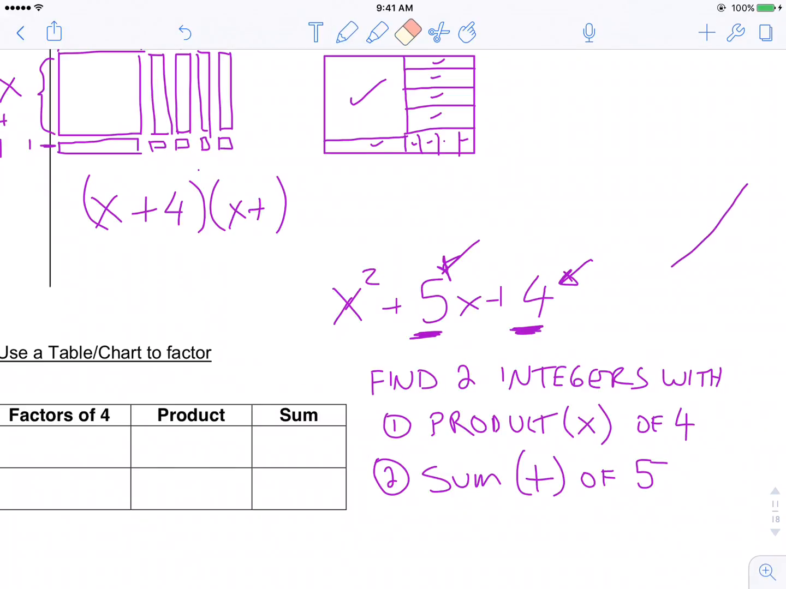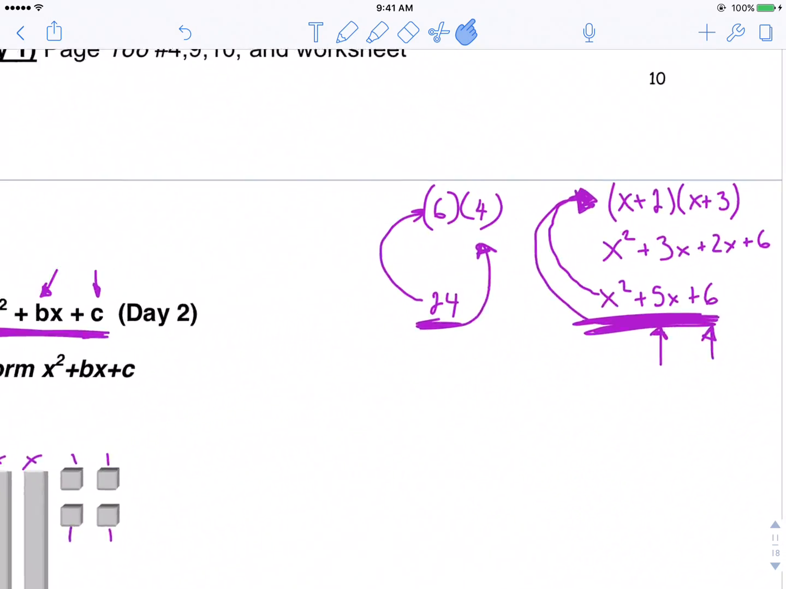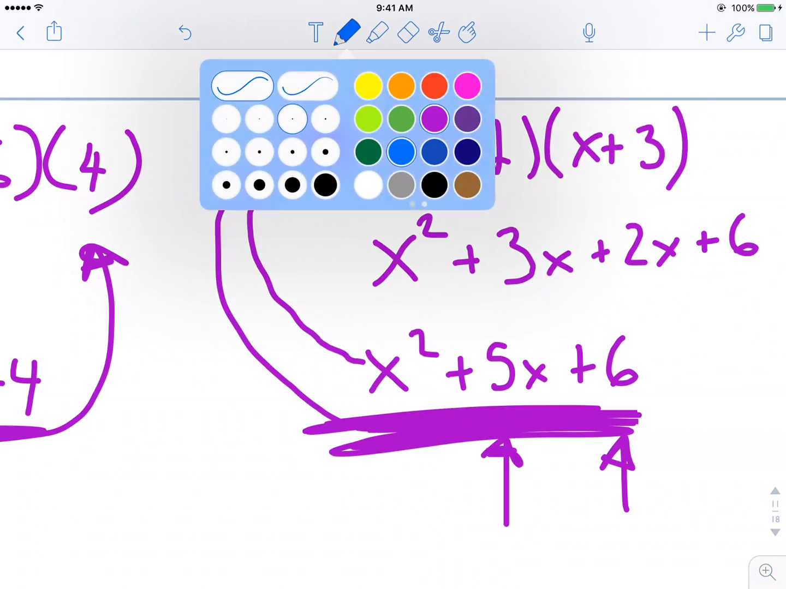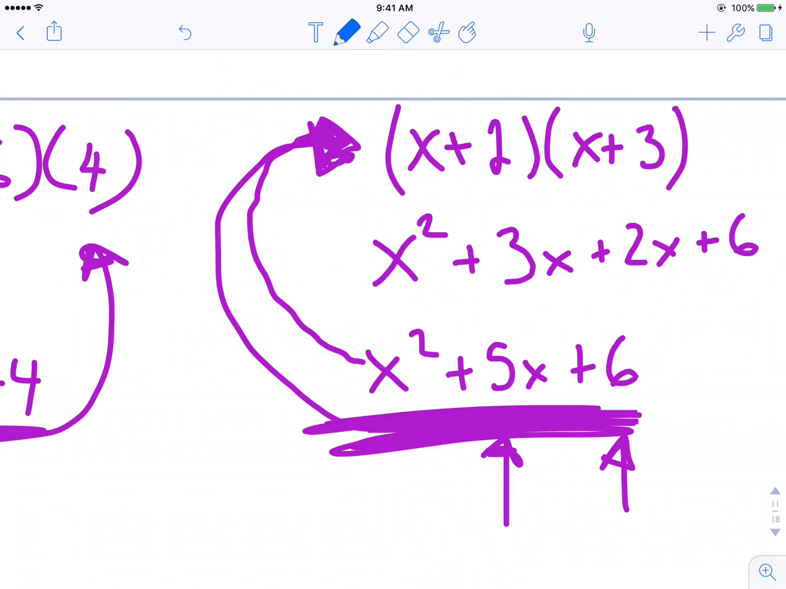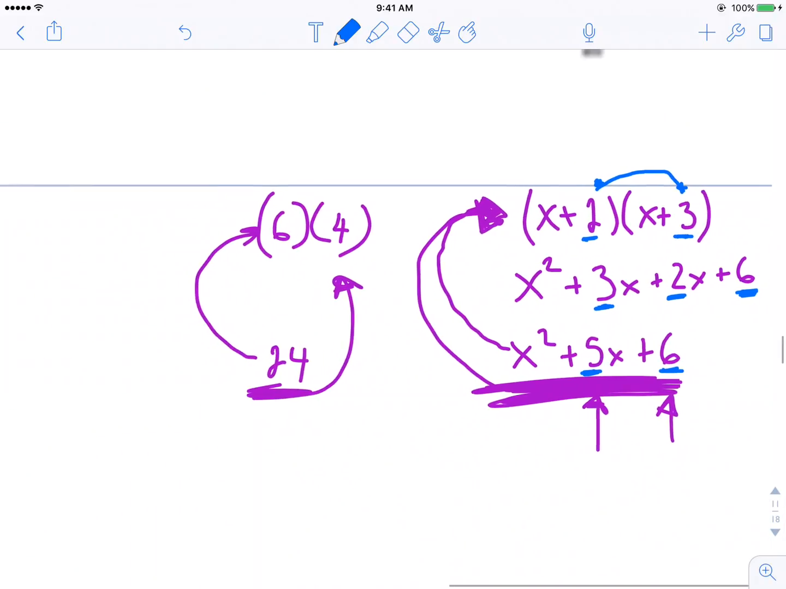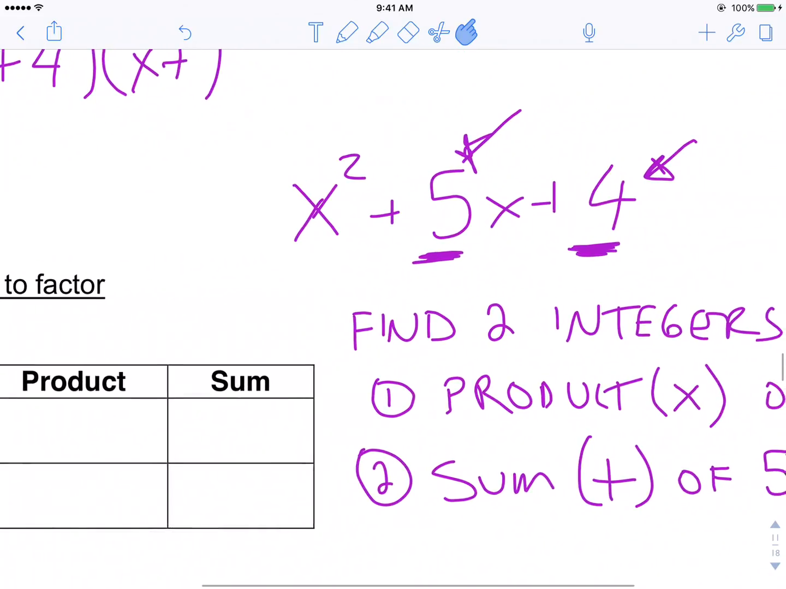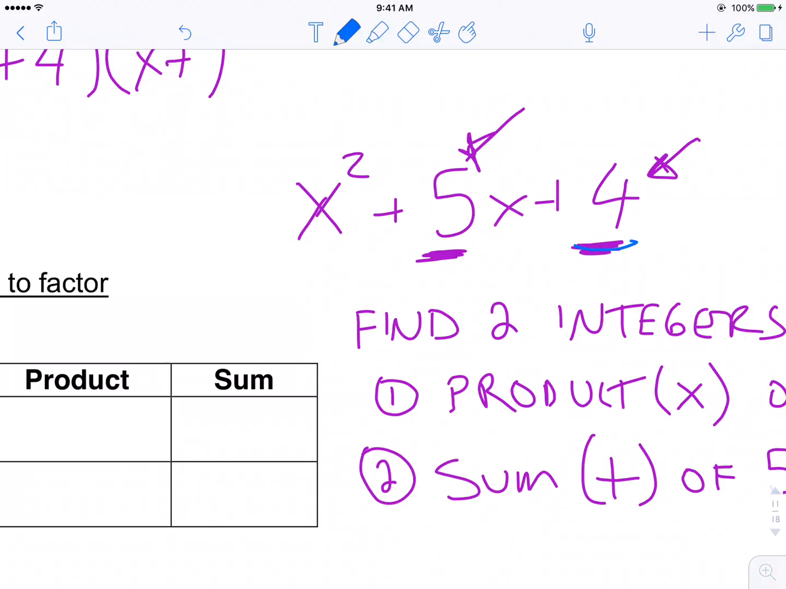If I go back to that example we looked at the beginning, way up here, when I expand this polynomial of x plus 2 and x plus 3, to get this last term, where does that come from? It actually comes from the multiplication of 2 and 3. Where does this 5 come from? It comes from the sum of the two middle parts, the sum of these two numbers. Okay, so when we're looking at factoring polynomials and using a table, in this case, because this is my polynomial, I'm looking for two numbers that multiply together to give 4 and add together to give 5.